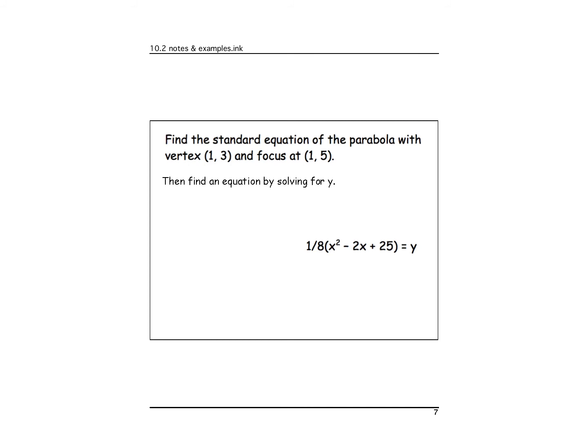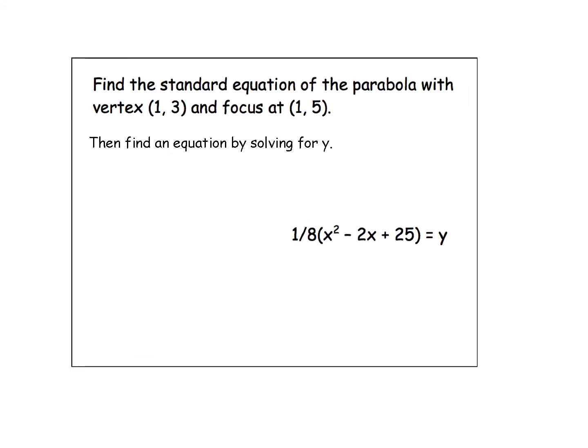All right, find the standard equation of the parabola with vertex at 1, 3 and focus at 1, 5. And these instructions now say, then find an equation by solving for y. All right? So now we will take it to that next step, and there's going to be applications down the road for why we would do that. Maybe it's just purely for graphing reasons. But the same points are given, so why don't you guys give this one a try on your own? Think about which coordinate changed and what do you do with it. I'm going to pause my video while you're working.